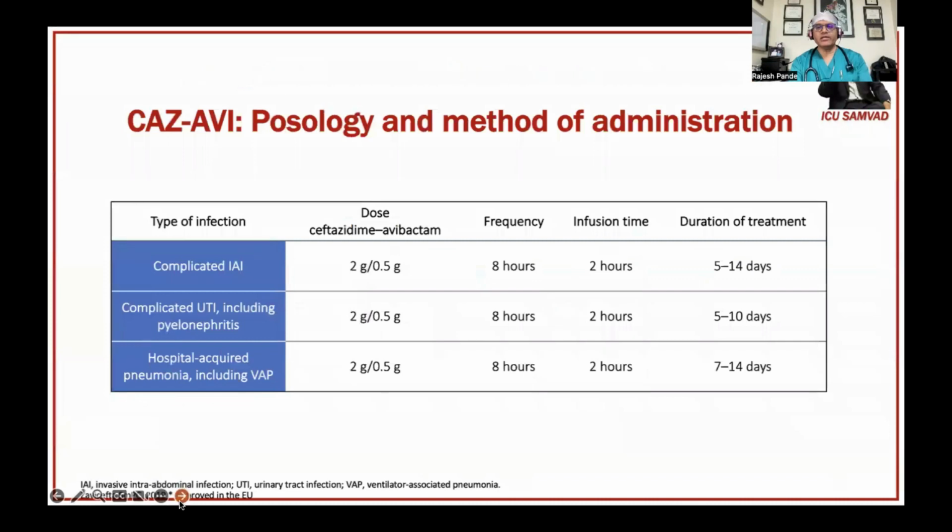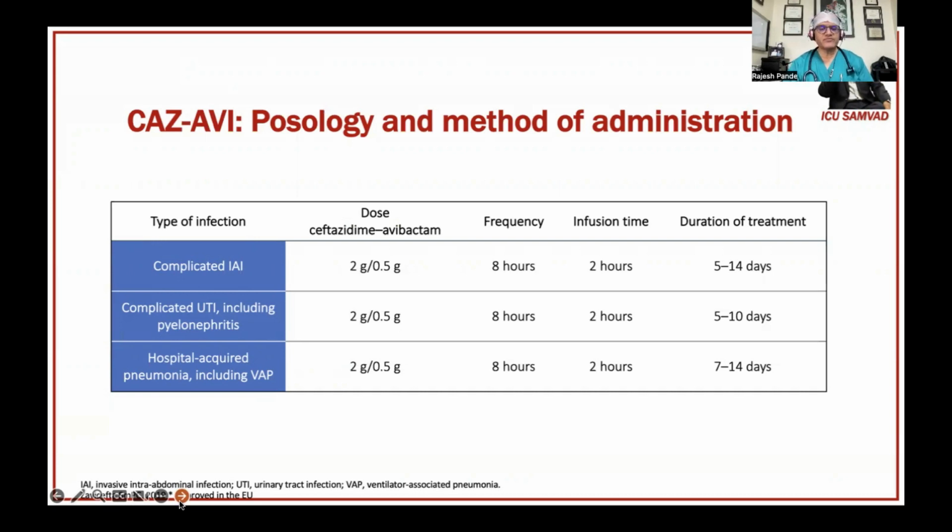So when we look at the ceftazidime Avibactam, the dose is 2 grams of ceftazidime and 0.5 grams of Avibactam. Generally, frequency is 8 hourly, and it's given as infusion over 2 hours. When you are combining it with aztreonam, then both infusions should continue simultaneously.